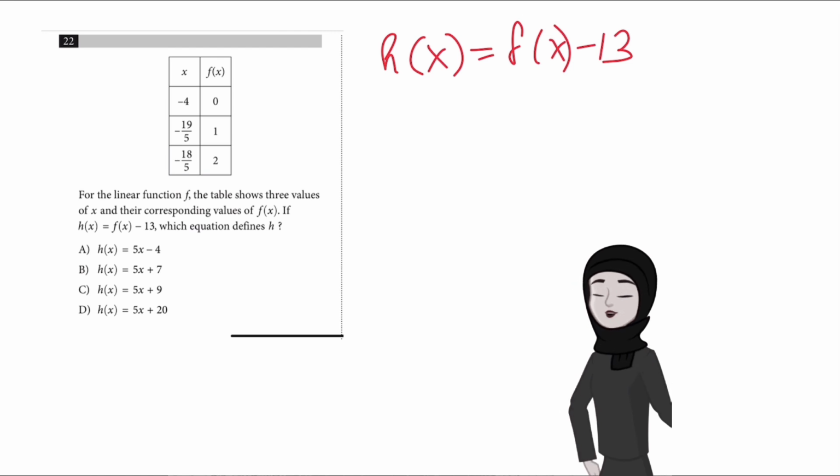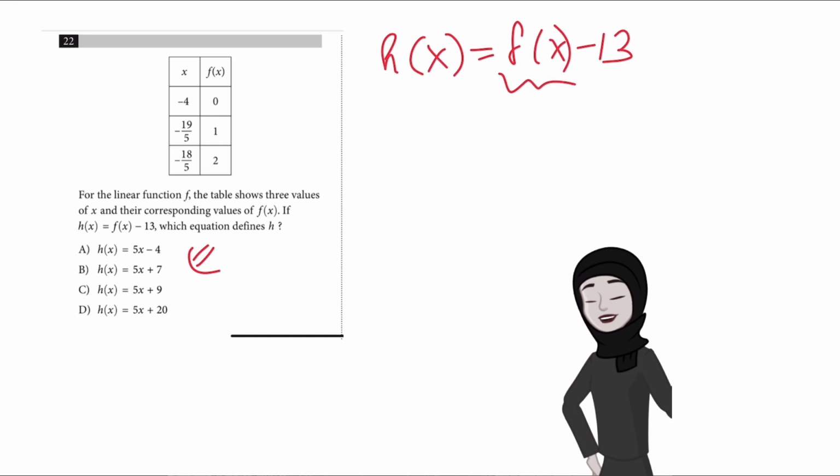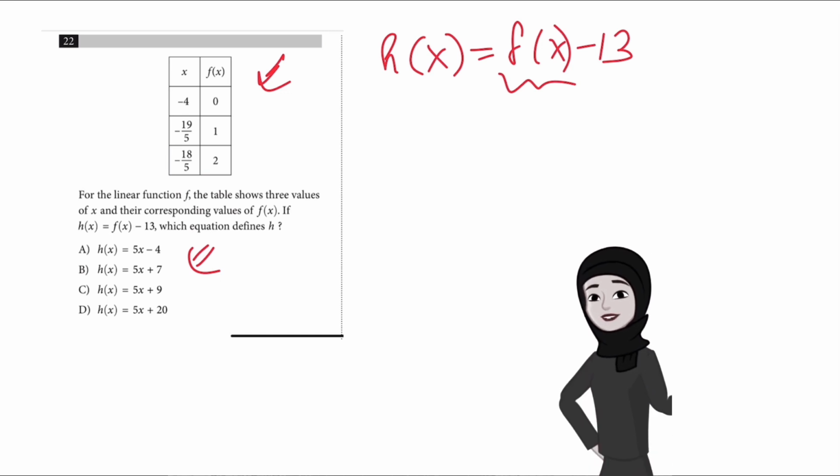And later in the answer choices, we do not have f of x, only terms of x. Which means we have to now replace the f of x in such a way that we can use the input and output from this table and replace f of x with some function and find out what rule it is.